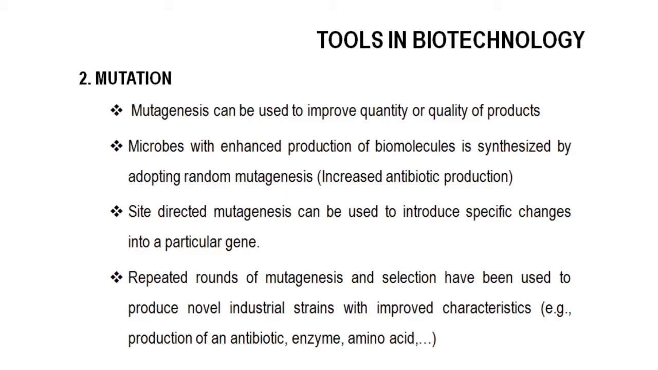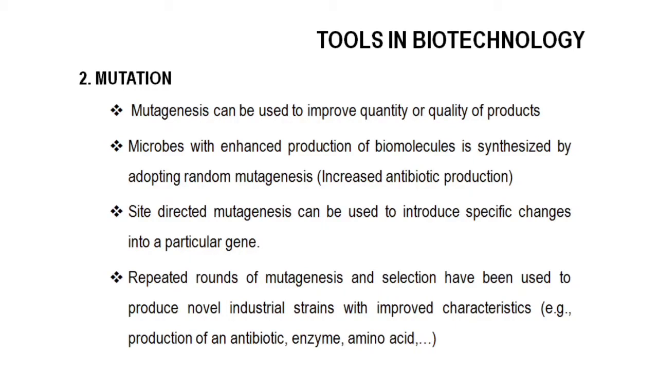And site-directed mutagenesis is mutagenesis done at a specific site. This SDM, or site-directed mutagenesis, can be used to introduce specific changes in particular genes. This site-directed mutagenesis can be used for enzyme engineering, or protein engineering. And repeated rounds of mutagenesis and selection have been used to produce novel strains of microbes like bacteria and fungi with improved characteristics.